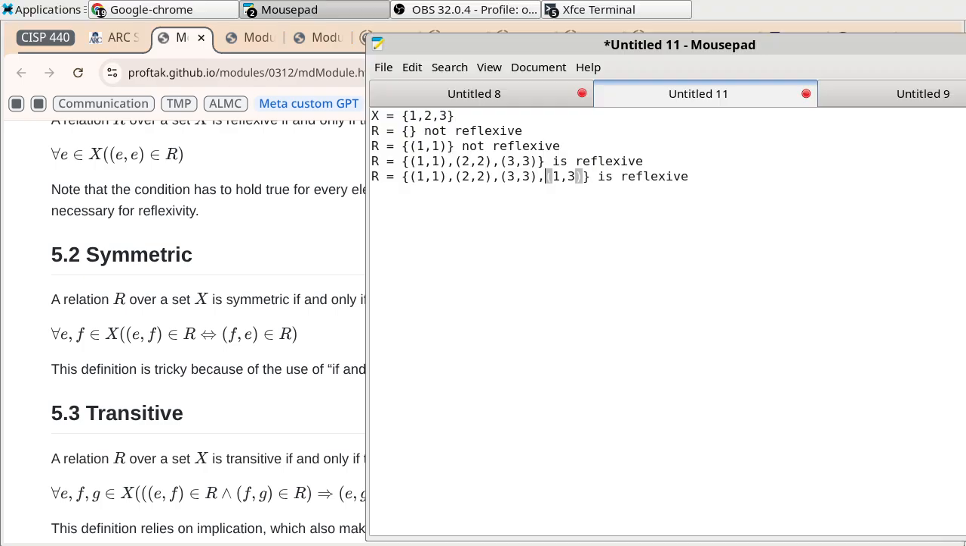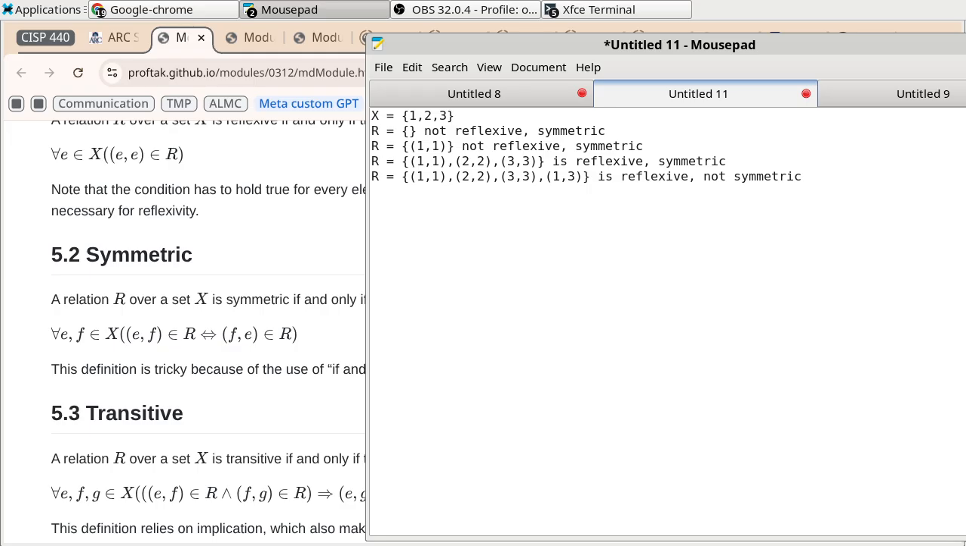Okay, so we are going to go back and take a look at these examples here. This one is actually reflexive. This one is actually symmetric. Symmetric. And this one is also symmetric. This one is also symmetric. And this one is not symmetric. All right, so let's go take a look at why the first one is symmetric.